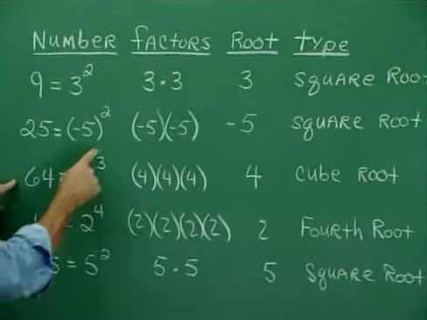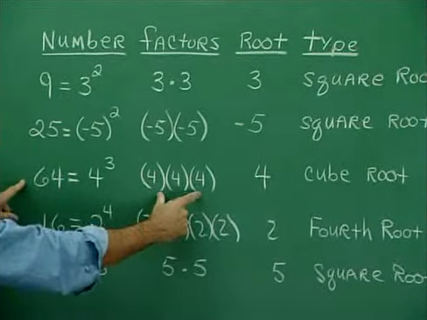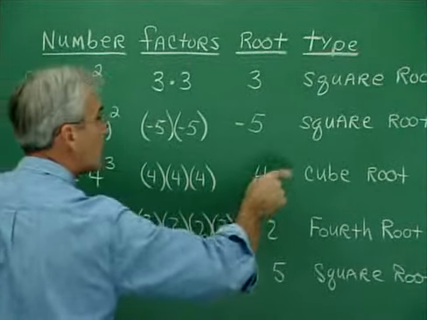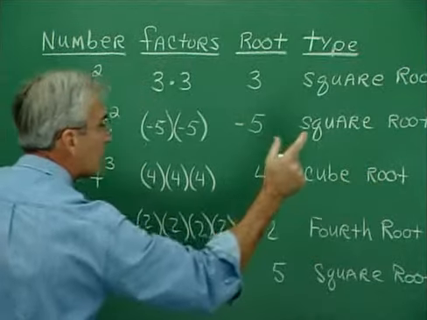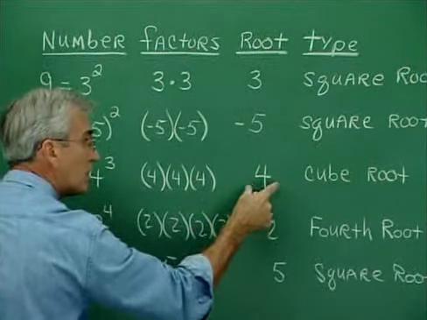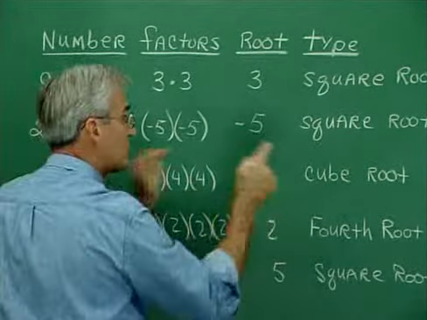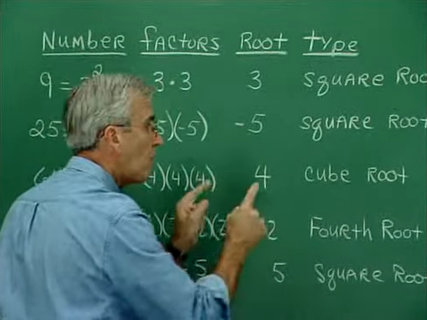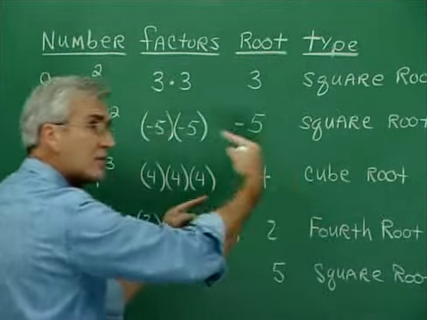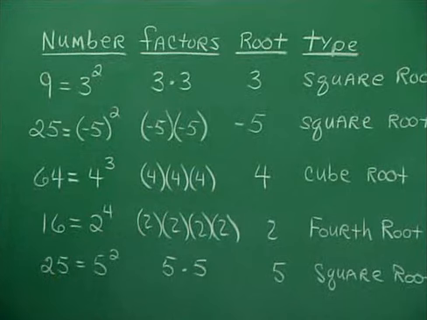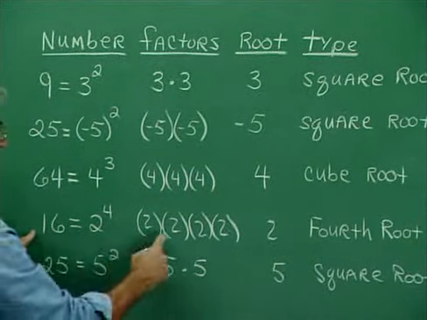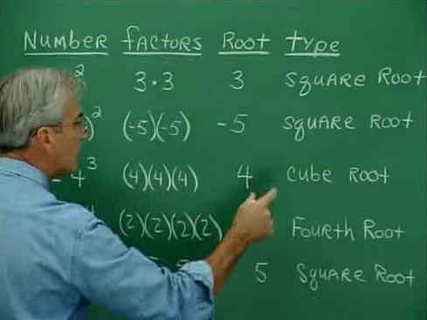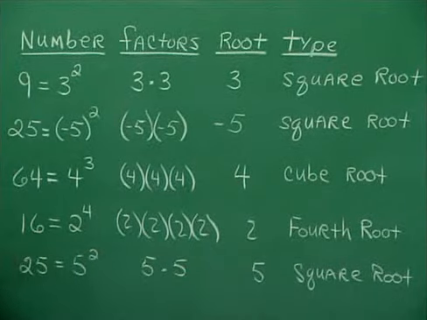Now, 64 is 4 cubed. 4 is used as a factor 3 times. 4 is a root, and it is a cube root. It is a root, you see, because of this equal factor business. It's a cube root because 4 was used as a factor 3 times to give 64. All right, 16 is 2 to the 4th power. 4 factors of 2. 2 is a root. It is a 4th root of 16.